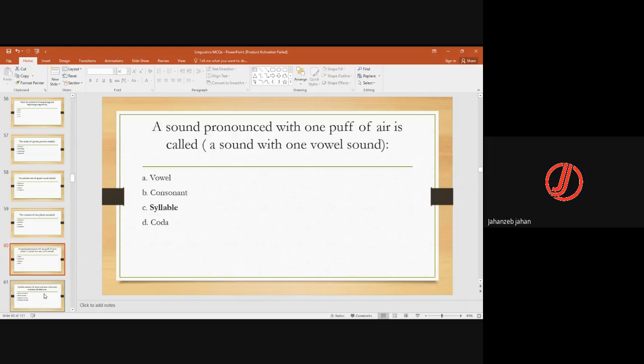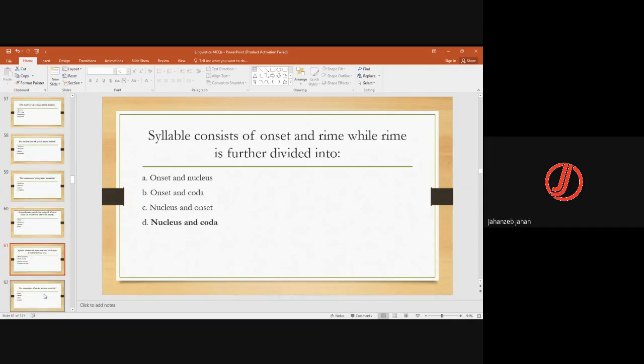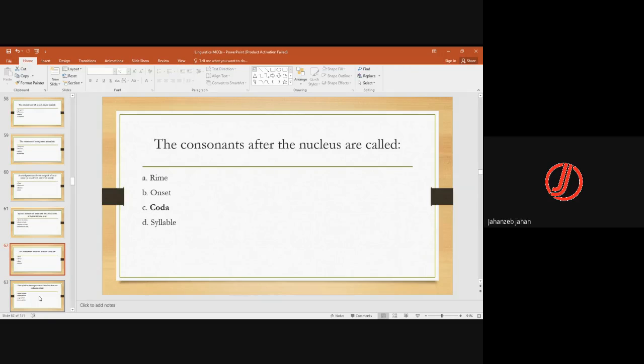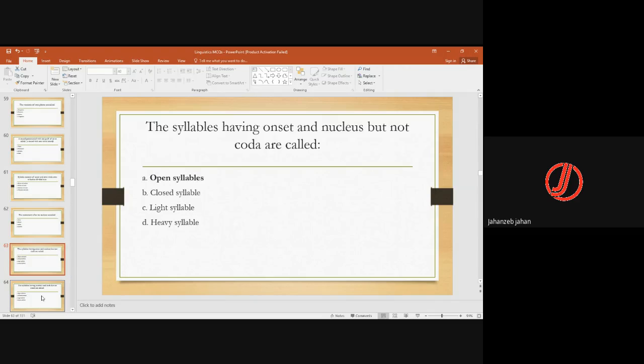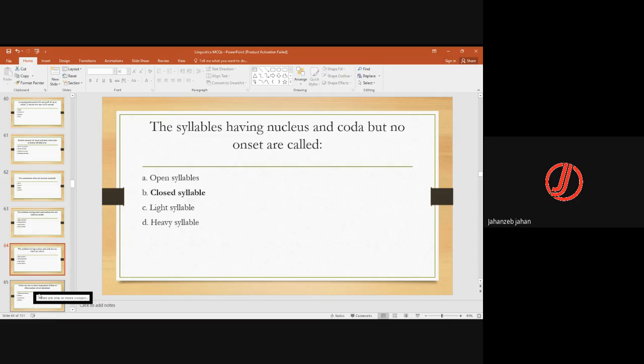A sound pronounced with one puff of air is called a syllable. Syllable consists of onset and rhyme, two parts, and rhyme is further divided into nucleus and coda. The consonant after the nucleus is called coda. The syllables having onset and nucleus but no coda are called open syllables. And where there is no onset but there is nucleus and coda, nucleus means vowel, coda means consonant. So that means this is a closed syllable.